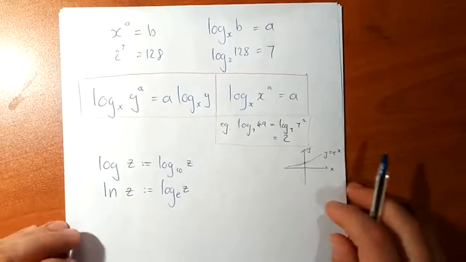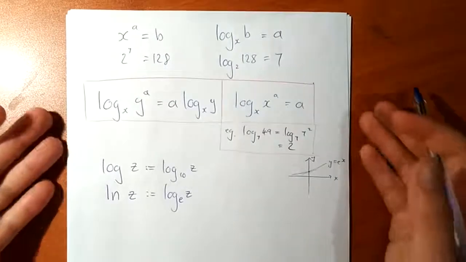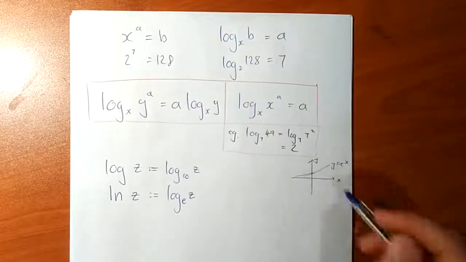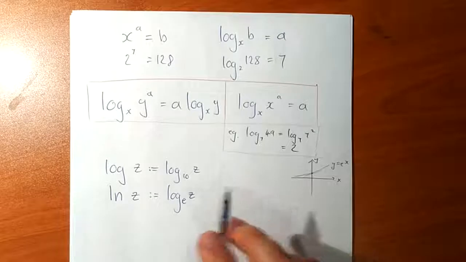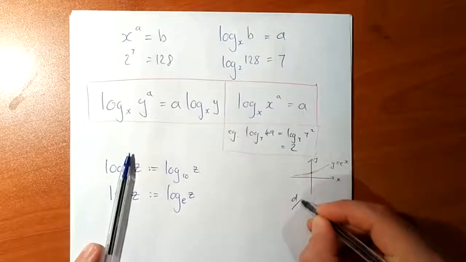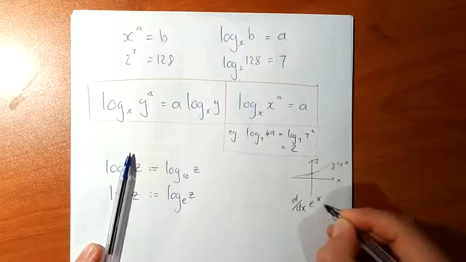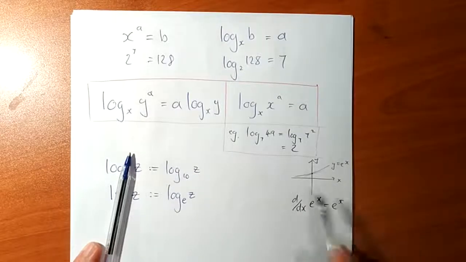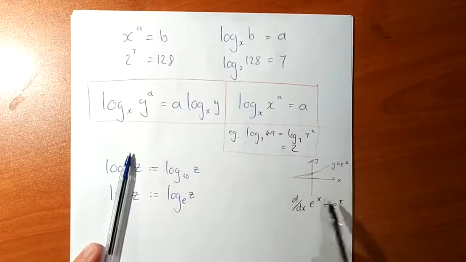You can use that as definition if you want. It's not a historic definition, but that would be an equivalent definition. What is far more useful about this e to the x function is that if you differentiate it, you just get it back. This is not true for other exponential functions. It's specifically true for e to the x.